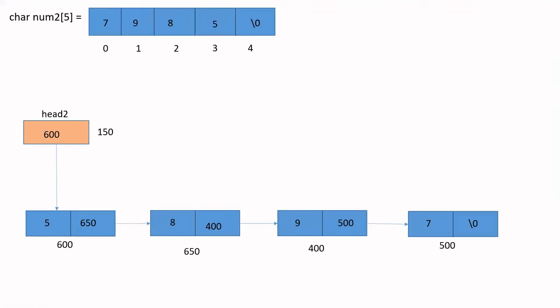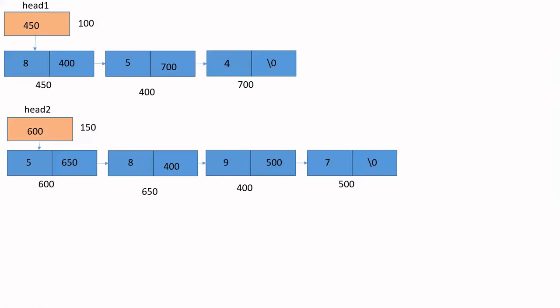Similarly, we create another number. We follow the same procedure to create the other linked list. Now, for example, we have already created two linked lists, and they're represented like this. One has 3 nodes and one has 4 nodes.